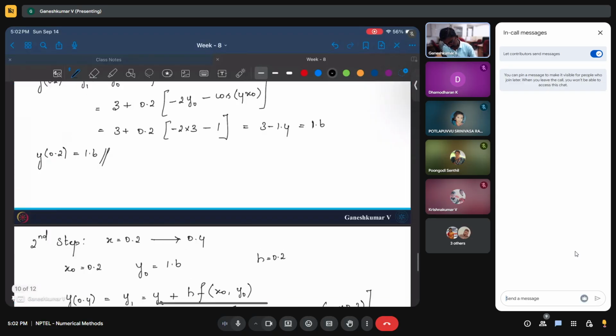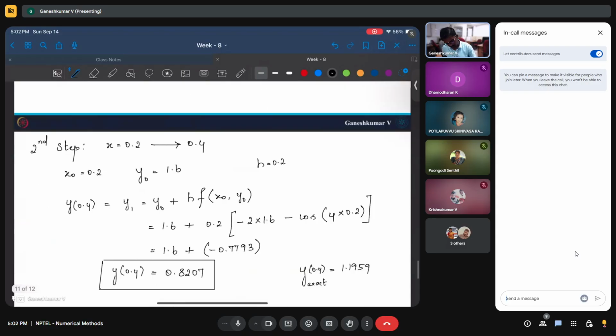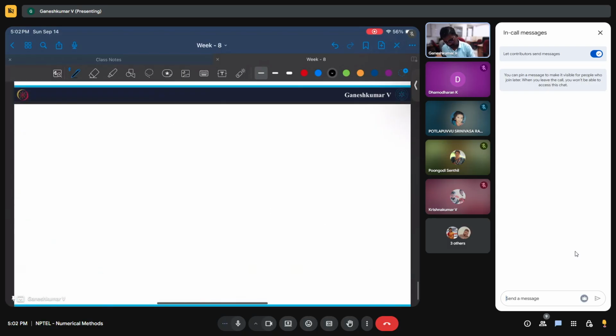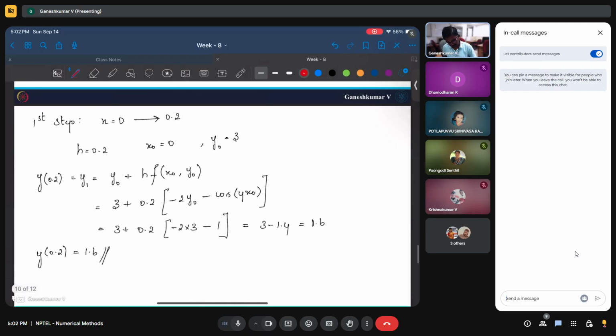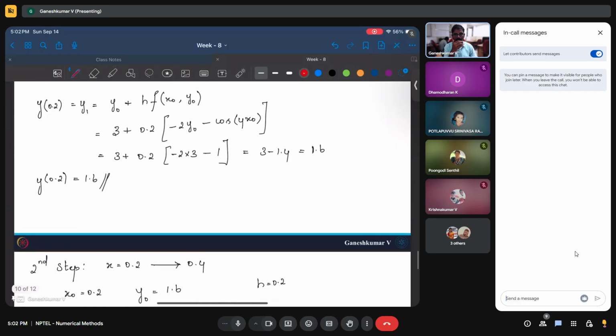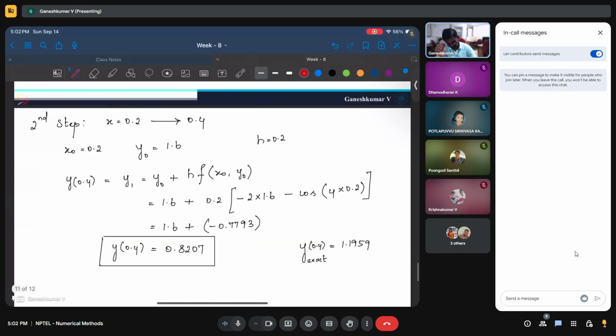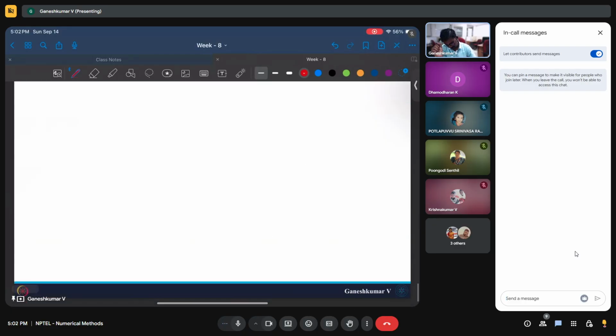Now let's see how the RK2 method will work. I hope this is clear. It should be straightforward. You just need to evaluate the function at x naught and y naught, and then substitute them in the formula. You will end up having the y value, and now use these new x and y values for the next step. That's how we solve it. All right. Next thing is the RK2 method.